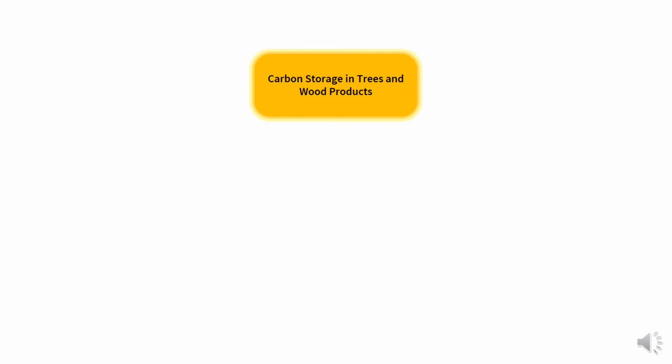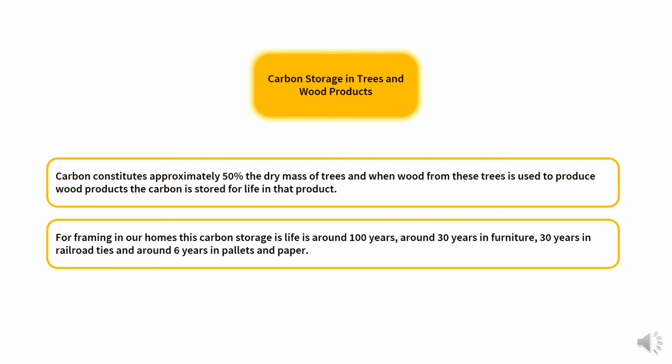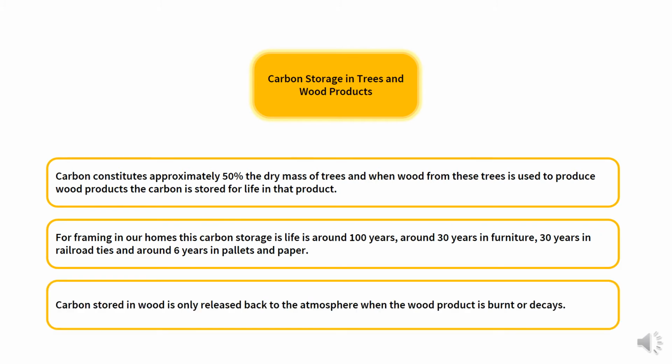Carbon constitutes approximately 50% of the dry mass of trees, and when wood from the tree is used to produce wood products, the carbon is stored for the life of that product. For framing in our home, this carbon storage life is around 100 years, around 30 years in furniture, 30 years in railroad ties, and around 6 years in pallets and paper. The carbon stored in wood is only released back to the atmosphere when the wood product is burned or decays.